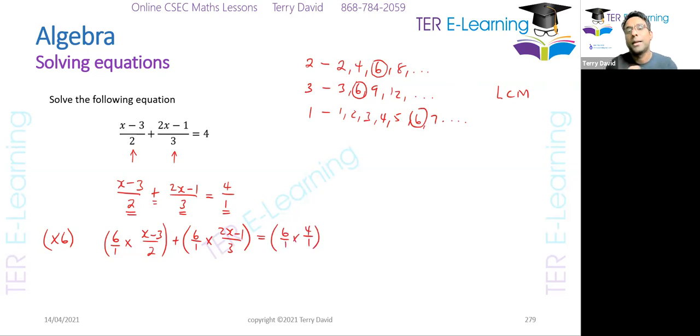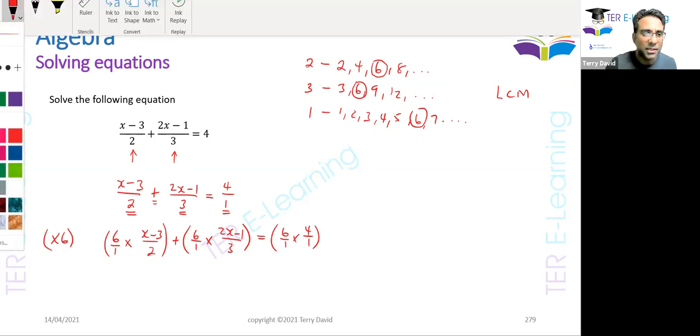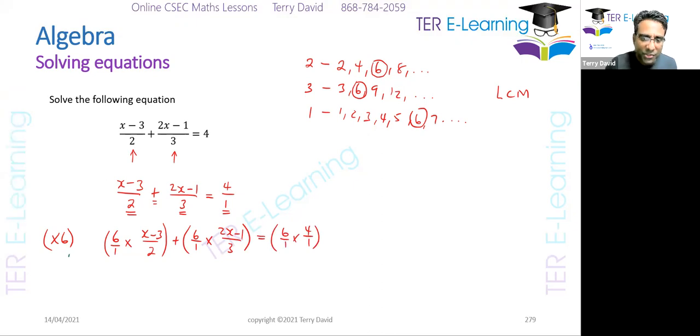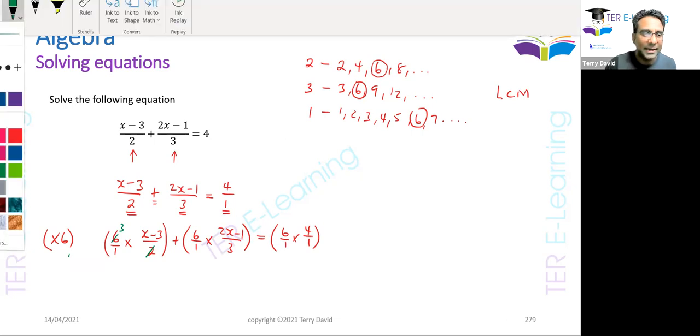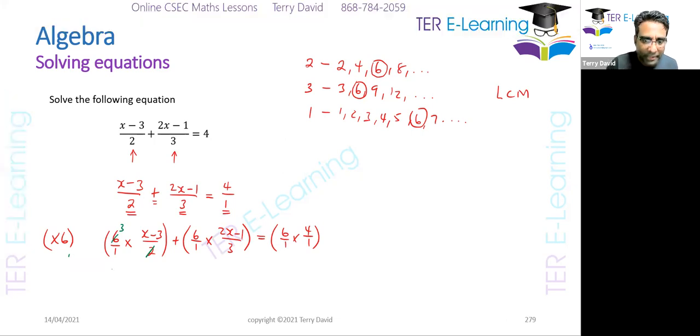So now we're going to make things disappear, right? So here's what's happening. Let me use a different color here so you can see what I'm doing. This 2 can go into the 6 3 times, right? Therefore, when I simplify that, I'm going to get 3 multiplied by x minus 3, right? I'm going to put back my plus sign.